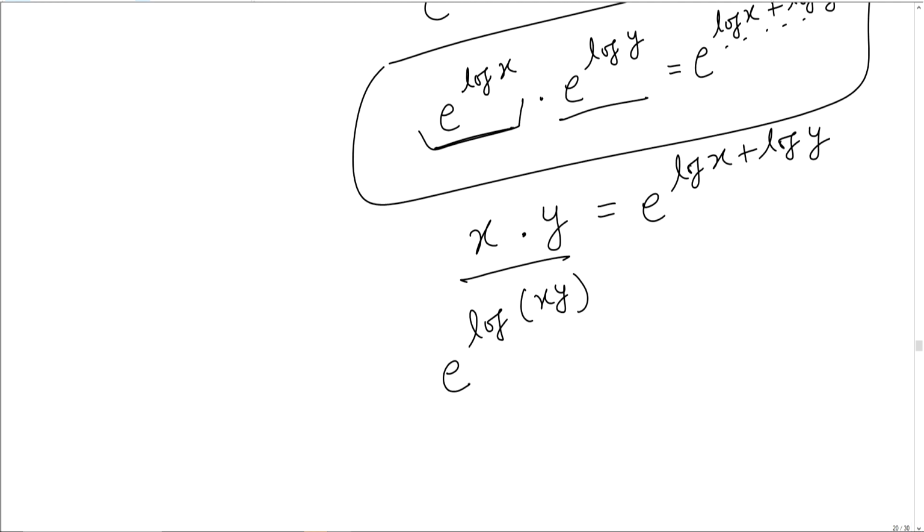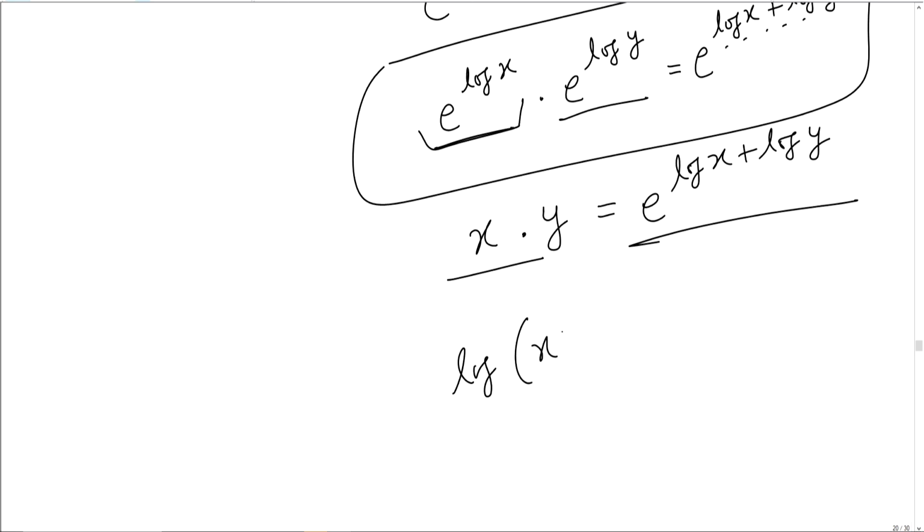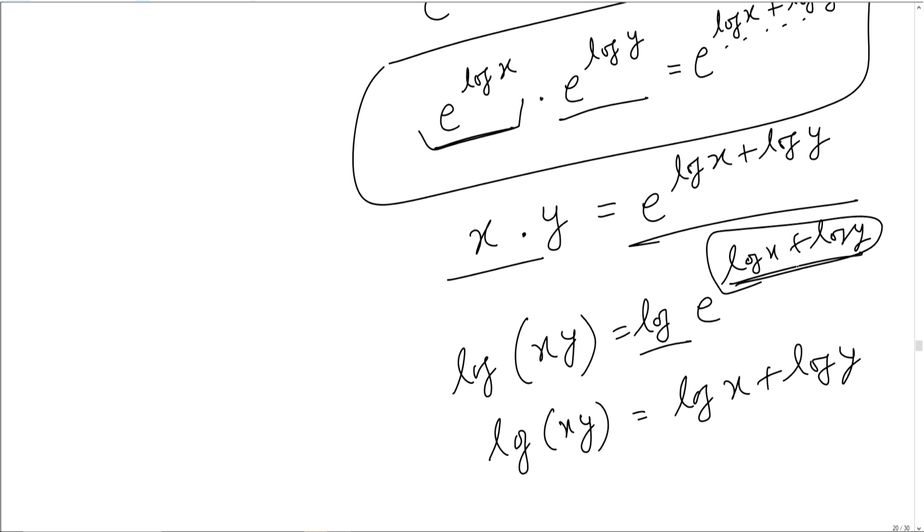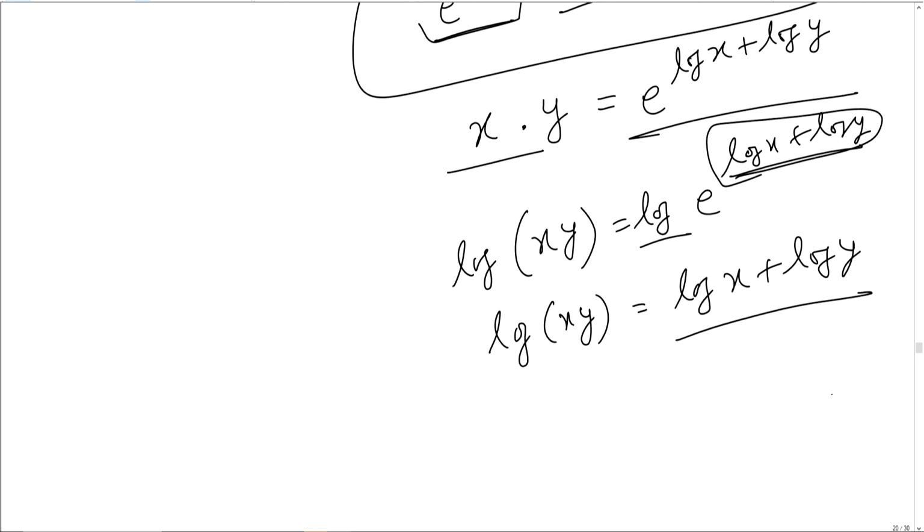Or in other words, if you take log on both sides: if you take log of xy and log of e to the power log x plus log y. We are taking log of this exponential function. On the left hand side, you can just keep writing log xy. Here, log of the exponential function would become log x plus log y. So, basically you are just writing this exponent term.